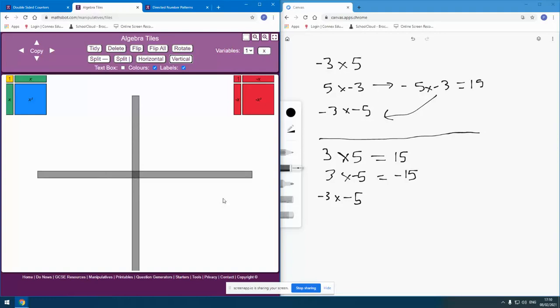So there's a couple of potential ways that we could introduce multiplication of negatives and negative values to our learners and help them make sense of, in particular, why a negative multiplied by a positive will always result in a negative, and conversely, why a negative multiplied by a negative will always result in a positive.